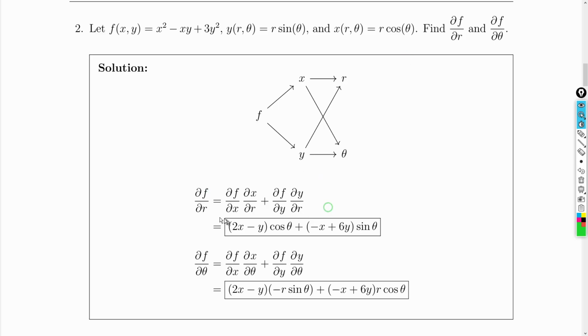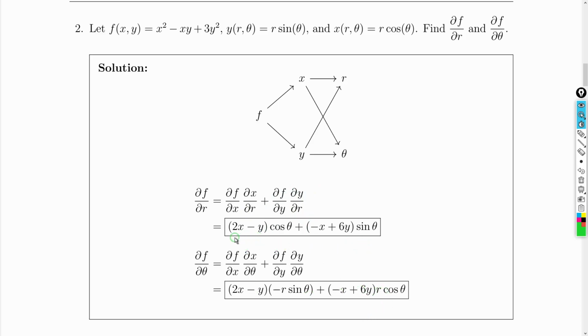And for me, I don't bother writing them off to the side because I can compute them in my head pretty quickly. Maybe if the problem is sufficiently messy, it would be worthwhile to do that. But here it's pretty much just inserting the partial derivatives, computing them in your head.